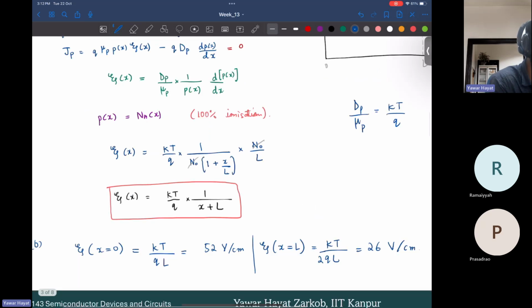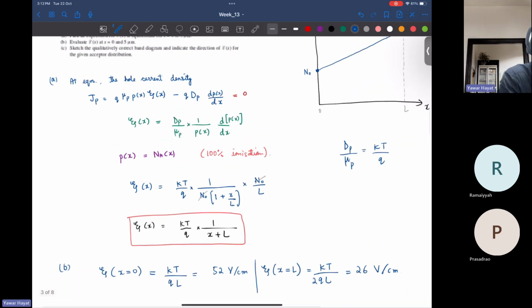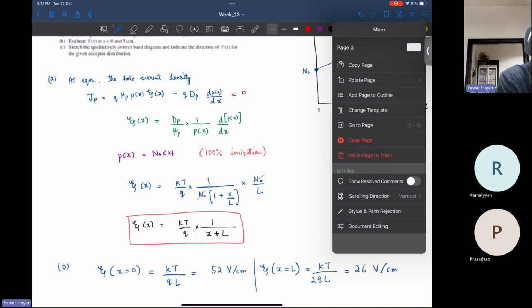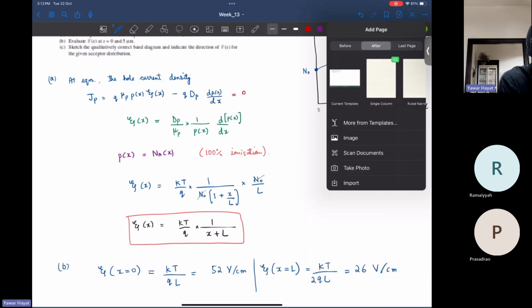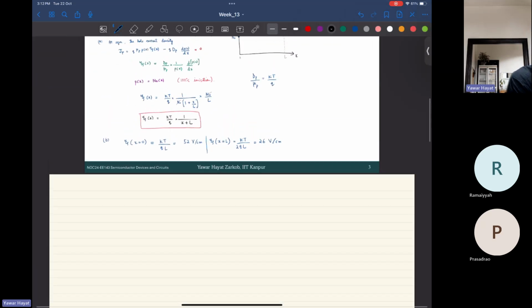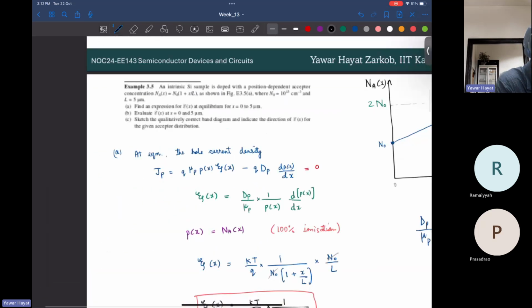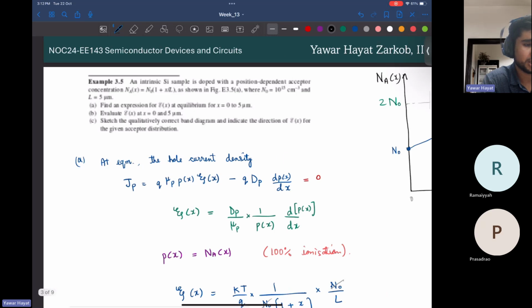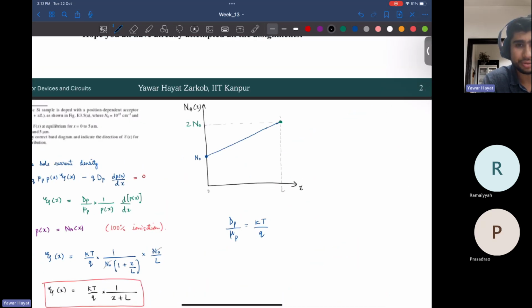Okay. Now there is part C left, right? Which is actually the important one. This was actually build up. Parts A and B were build up for part C. Let's come to that part. Okay, now part C. Part C says that you need to sketch qualitatively the correct band diagram, and then indicate the direction of E of X for the given acceptor distribution. Okay, so how will you do that?